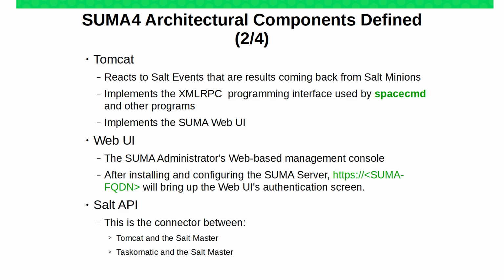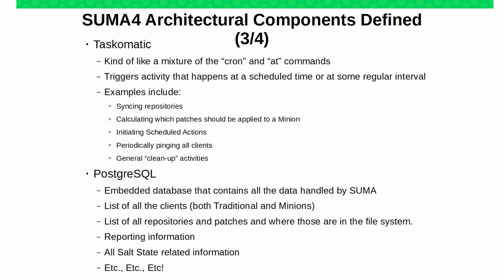After installing the SUMA server and going through an initial configuration process, this configuration process, when it ends, will display the URL that can be used to access the Web UI from a browser. The SALT application programming interface serves as a connector between Tomcat and the SALT master and between the Task-O-Matic process and the SALT master. The Task-O-Matic process is like a combination of the Linux cron and at commands. Its purpose is to trigger activities that are supposed to run at a particular time or at some regular interval.